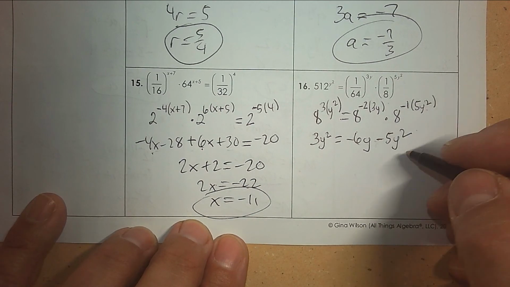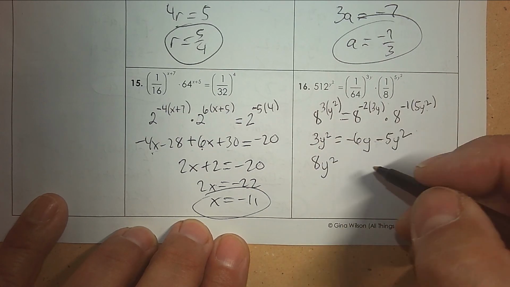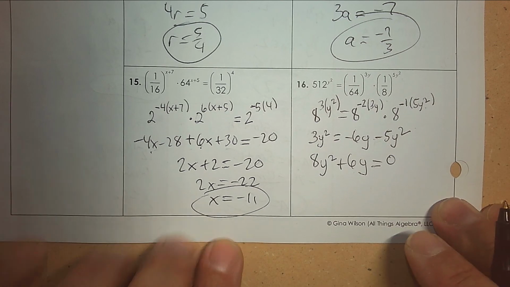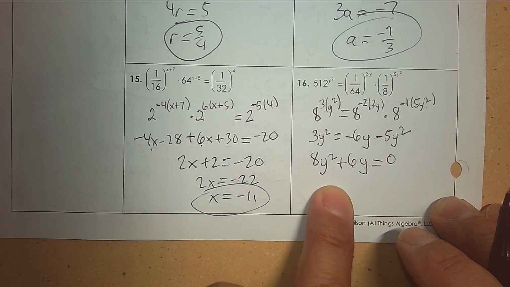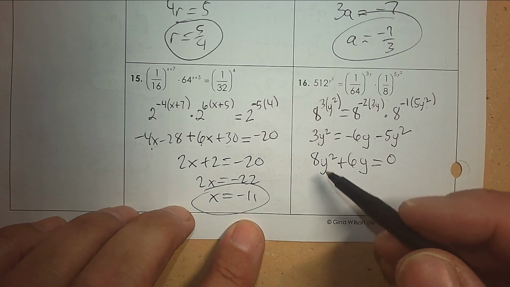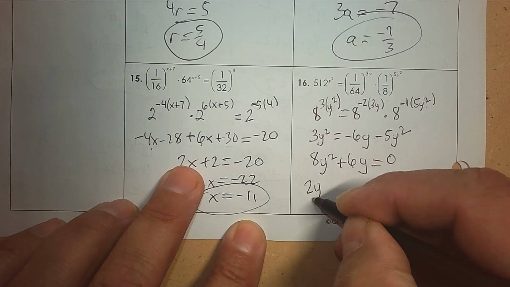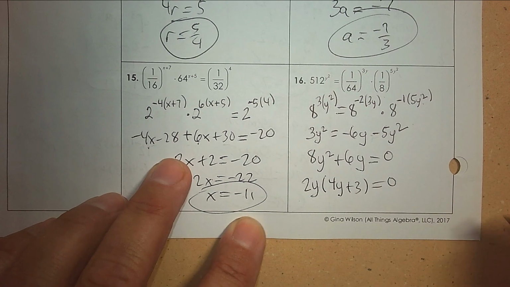Combine like terms, so I'm going to add 5. I'm also going to add 6y. Because it's a quadratic, and I have a quadratic and a linear term, we need them beside each other, equal to 0, and factor. What's the largest number that goes into both? And they both have a y. And then factor that out. And then you have your two answers.